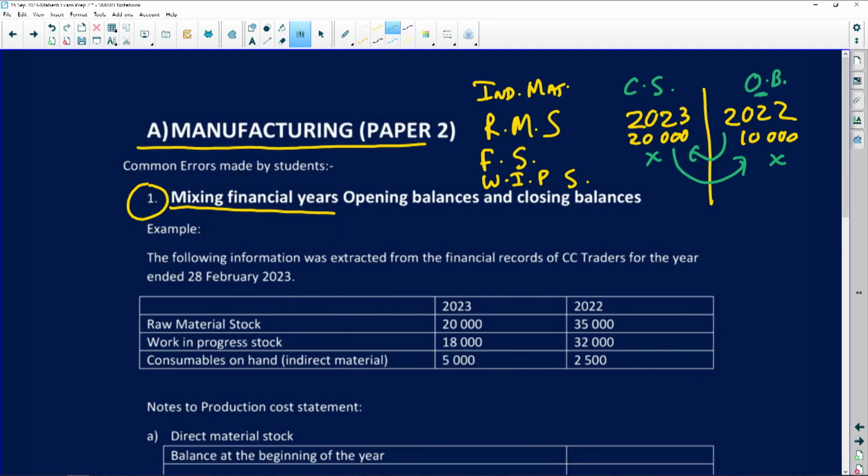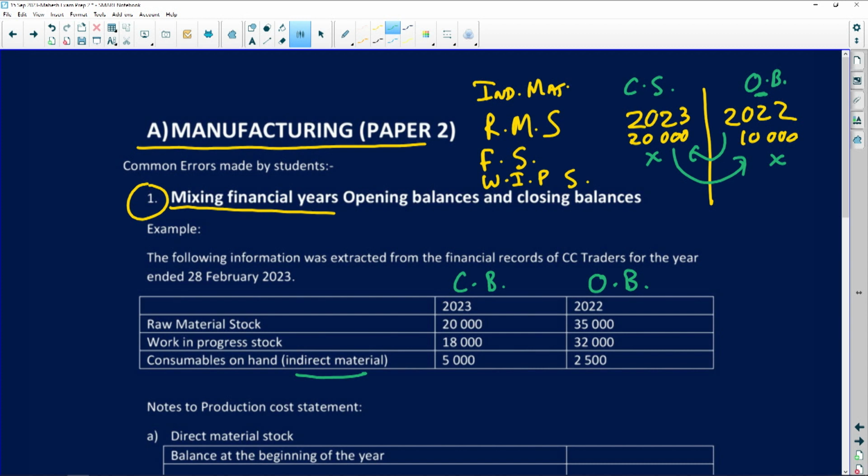There's an example that's given, so I'll touch on this very briefly, but I have explained it already. The following information was extracted from the financial records of CC Traders for the year ended 28th of Feb 2023. As you can see, you've got raw material stock, work in progress stock, consumables on hand, which is your indirect material. So the first thing I do, I pick up my pen and I tell myself that is my opening balance of stock, and this is my closing balance of stock. You guys got that?